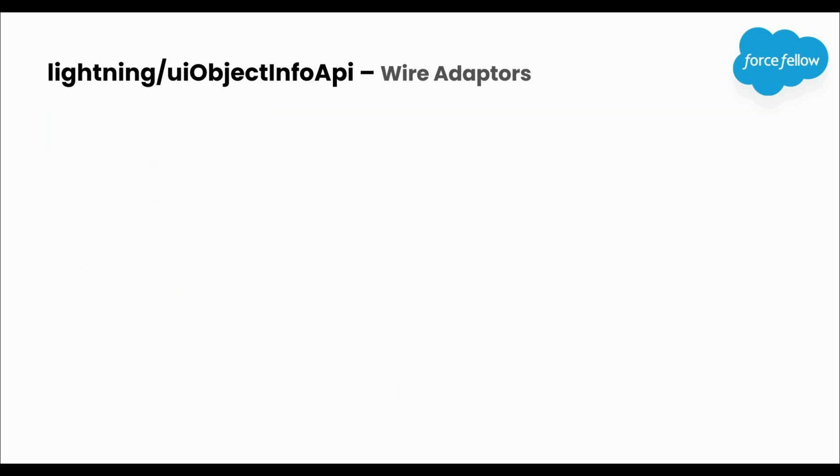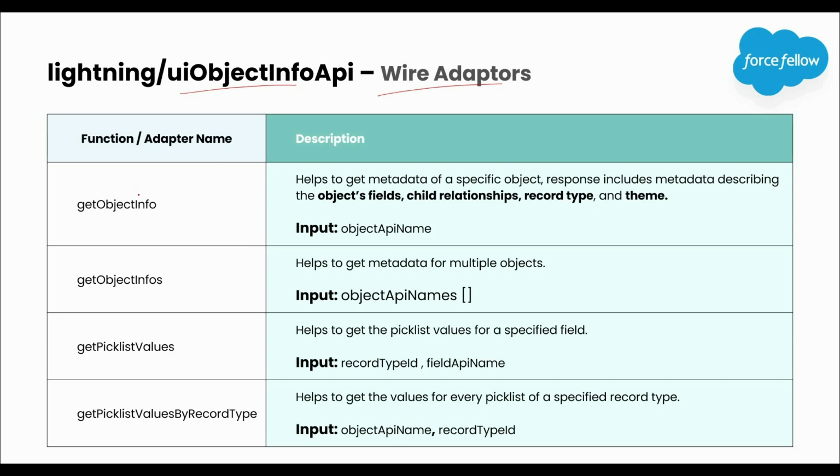Alright. Now let's talk about wire adapters which are available under the uiObjectInfoApi module. Under this module, there are 4 adapters available. First is getObjectInfo. This adapter helps to get metadata of a specific object, and in response, we can get everything related to the object, like fields detail, child relationships, default record type and available record types, and many other details.